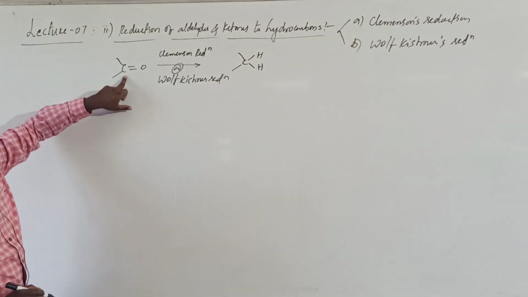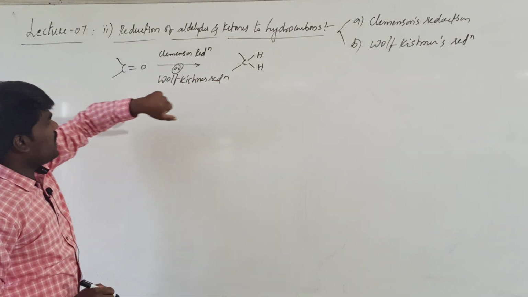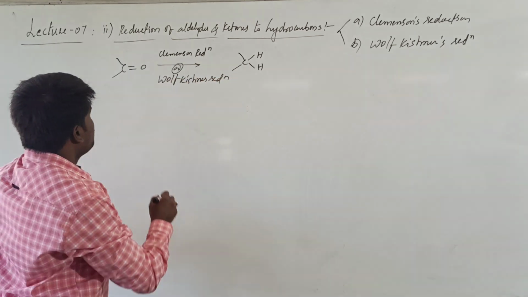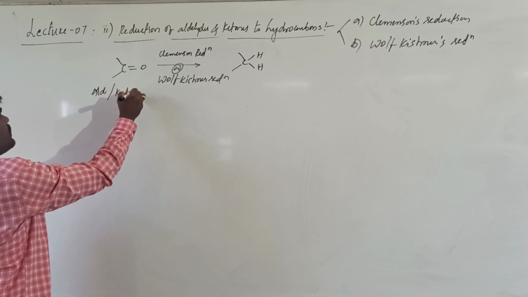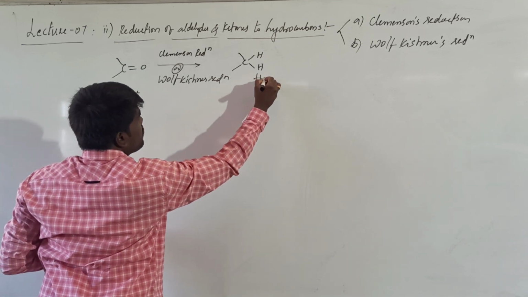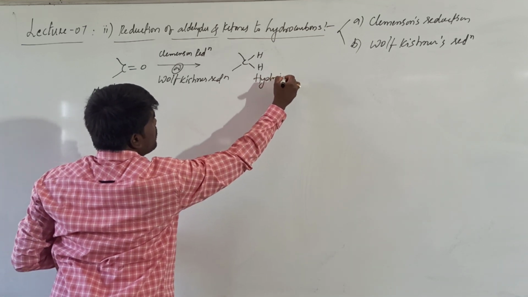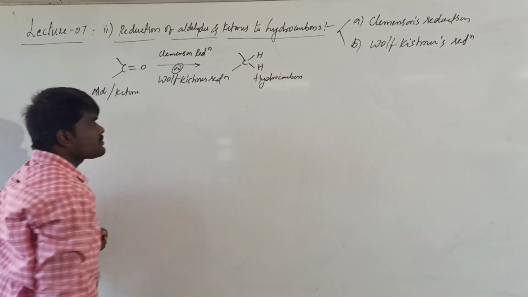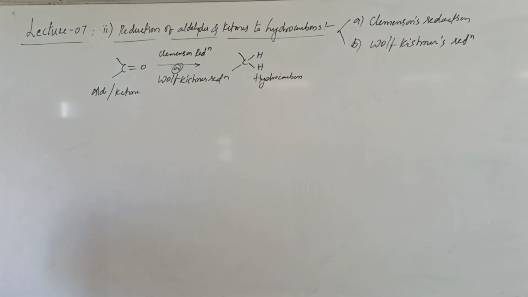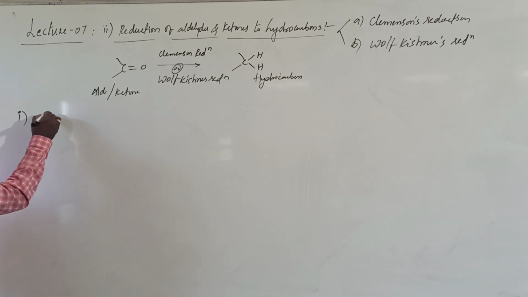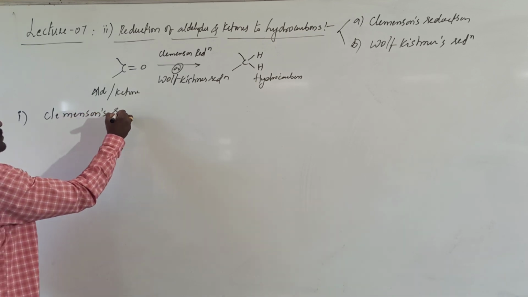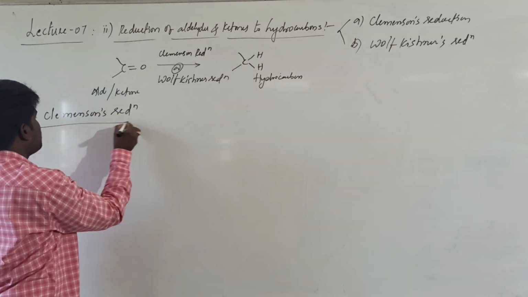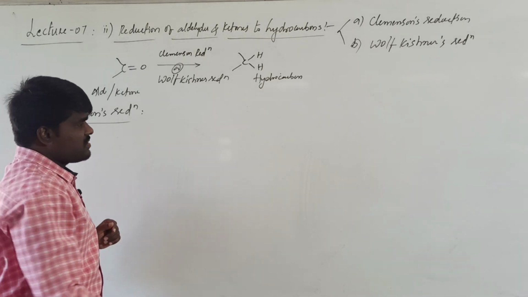So that carbonyl compound, either aldehyde or ketone, will be converted into the corresponding hydrocarbon. This is what you have to do here. Now we will see what is meant by Clemmensen and what is meant by Wolff-Kishner. The first reagent is that of Clemmensen reduction. So what is meant by Clemmensen reduction?